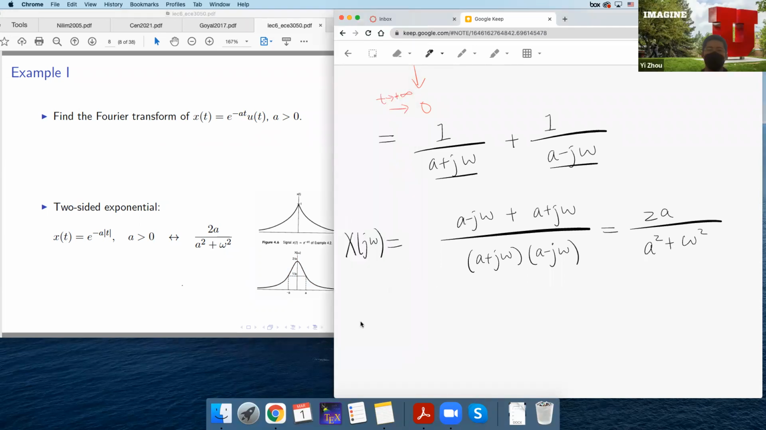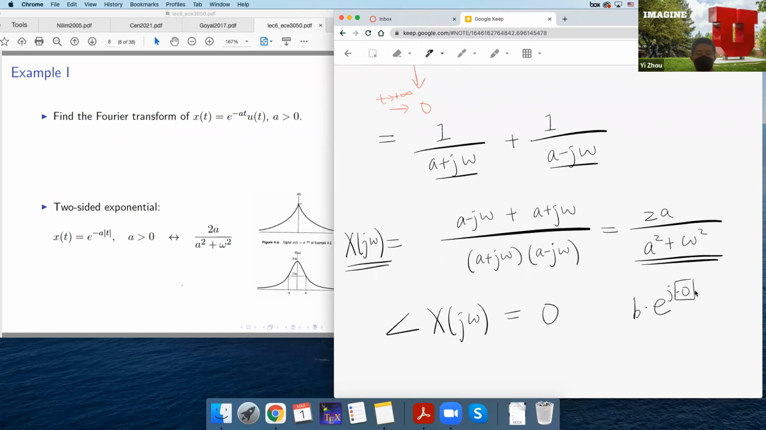The phase, okay, since the entire spectrum is given by this one, and this is only a real number, right? Because a is real, omega is real, so this is a real number. So the phase is simply 0, because any real number can be written as b times e to the j times 0. So for real numbers, the phase is simply 0.